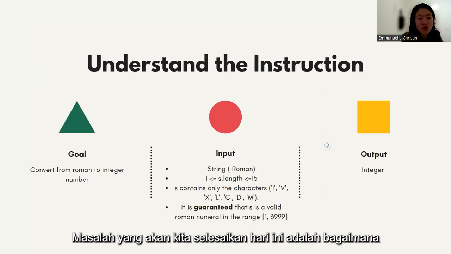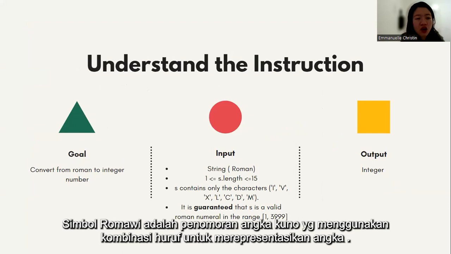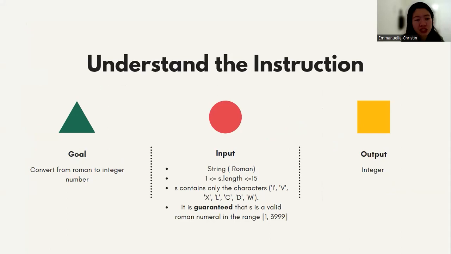The problem we'll be solving today is how to convert a Roman numeral to an integer. Roman numerals are an ancient number system that uses combinations of letters to represent numbers. Our task is to write a Python solution that accurately converts these Roman numerals into integer values.